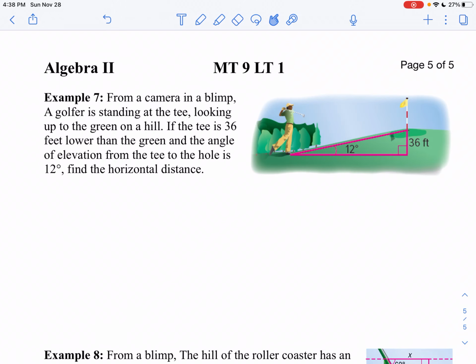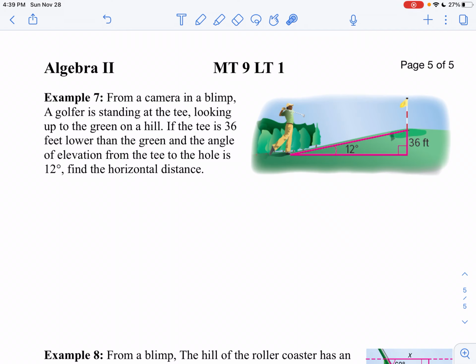In our next example, it says, from a camera in a blimp, the golfer is standing at a tee looking up to the green on a hill. The tee is 36 feet lower than the green, and the angle of elevation from the tee to the hole is 12 degrees. Find the horizontal distance.